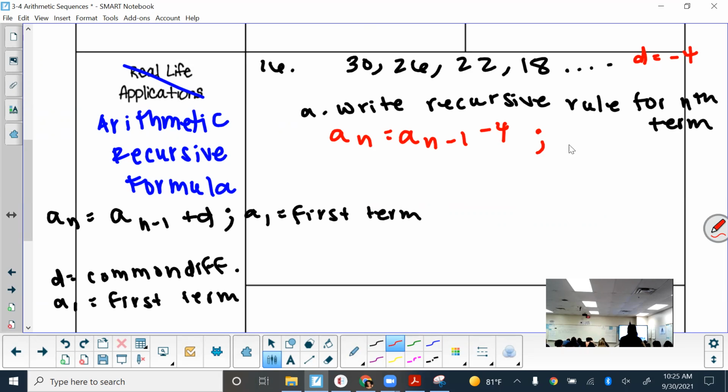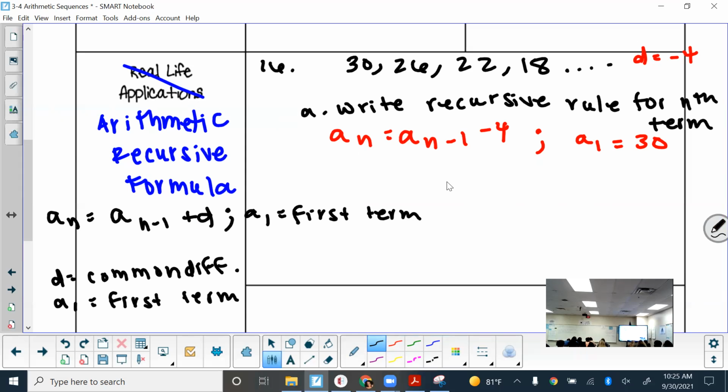And then don't forget, put a semicolon and identify your first term. What's your first term? 30. So in the red, that would give me the full points on the test. Again, we're just plugging it in the right spots.